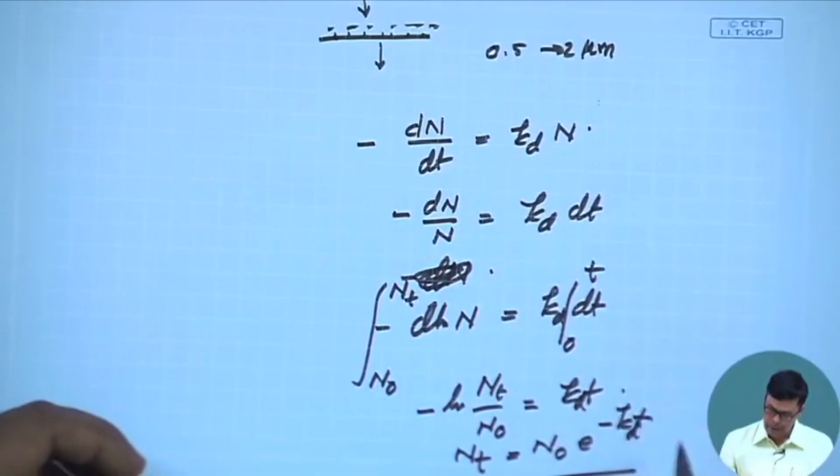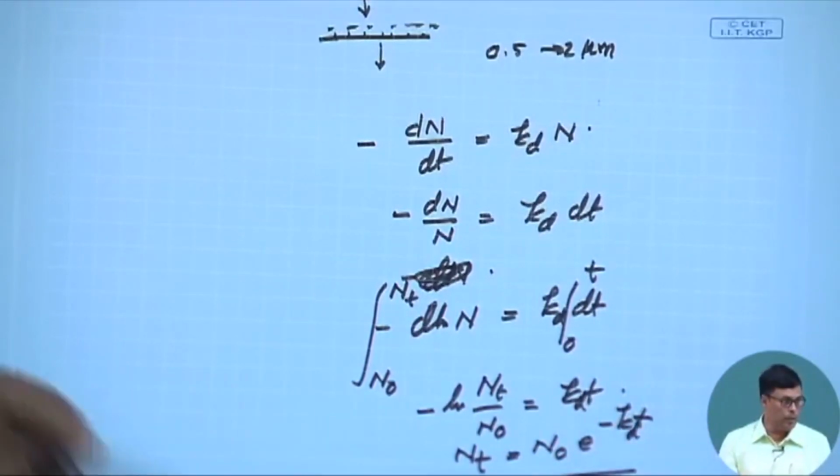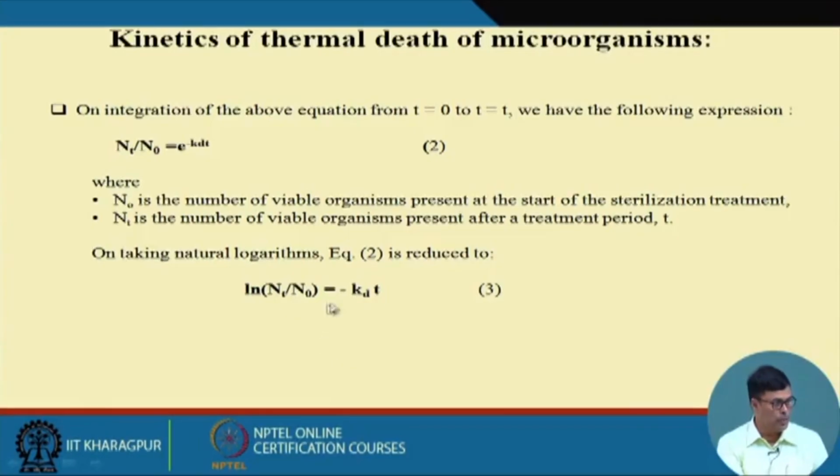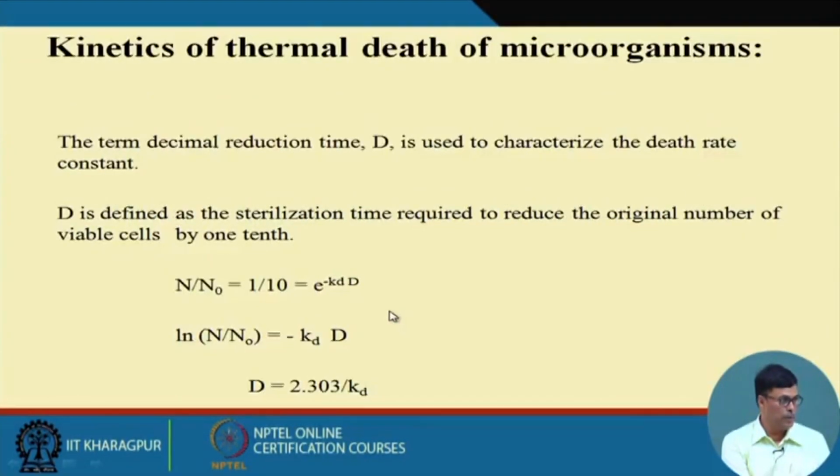Kd is the thermal death rate constant. Since it follows first order kinetics, the unit of this kd is time inverse. Now this kd we can determine experimentally, because there is some technique where you have to take the sample in a small capillary.